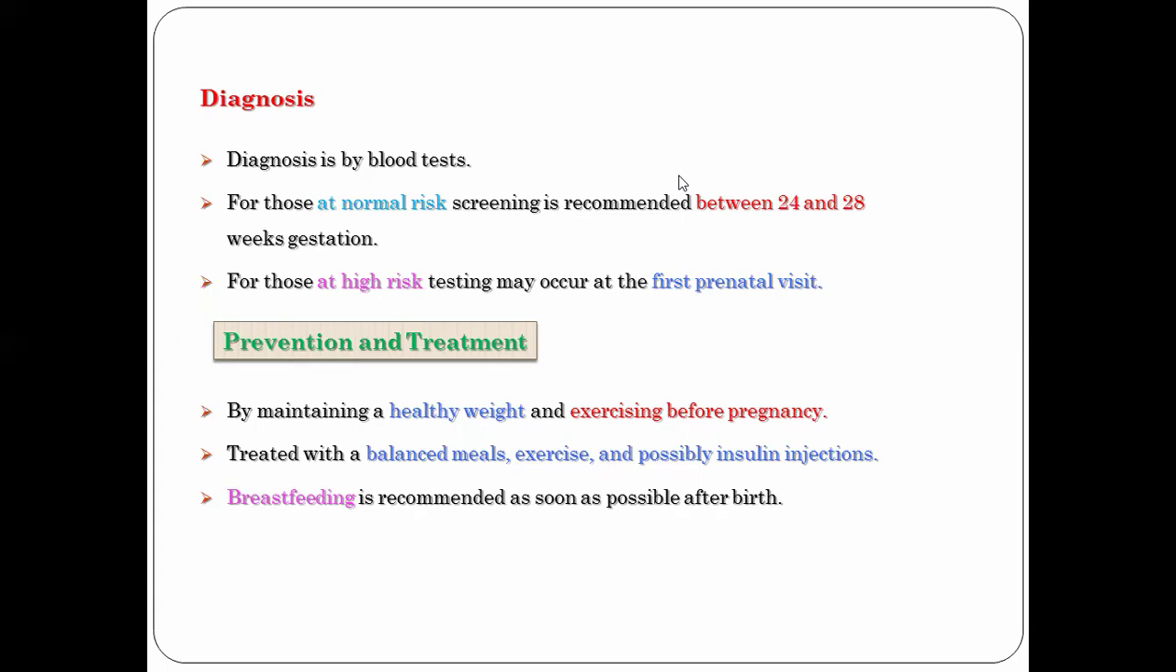So maintaining a healthy lifestyle through dietary modifications and physical activity is the first line of treatment. As I already told you, exercise before pregnancy. Before planning, we have to adopt a healthy lifestyle. We have to maintain a healthy lifestyle. Treated with a balanced meal, exercise, and possibly insulin injection.